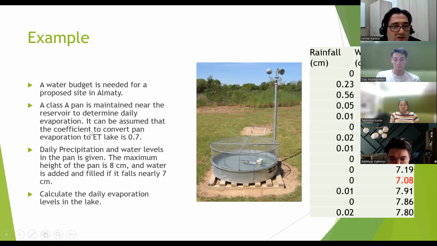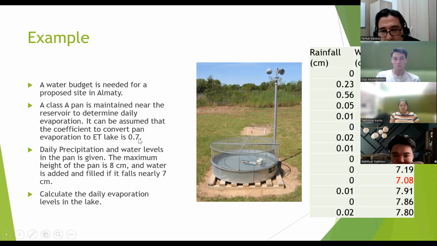And it can be assumed that the coefficient to convert pan evaporation to ET lake is 0.7. And also you remember that we were talking about the area reduction factor in the earlier week. If we are talking about a lake surface, which is a large surface, in this case also you should use a kind of coefficient. So for example, if you find the data by using this equipment, and if you multiply it with 0.7, you can find the evaporation on the lake.